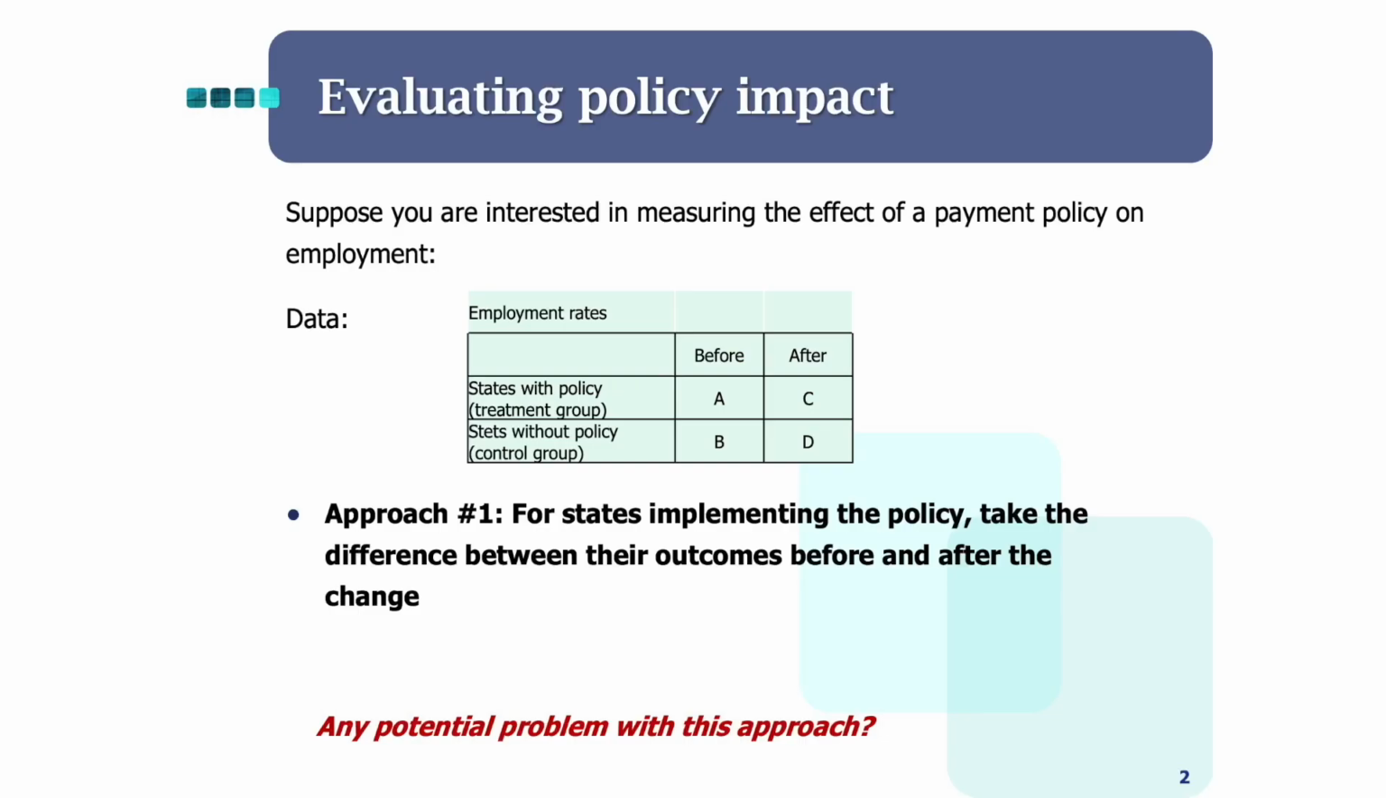In this video, we are going to introduce the application of DID and how to implement this estimation using regression method. Suppose you are interested in measuring the effect of a payment policy on employment, and you have data on the employment rate before and after the policy year for both the treatment and the control group. How would you approach the analysis? The first possible approach is to take the difference in employment rate before and after the policy for states with the policy. Can you suspect any problem with this analytical method?